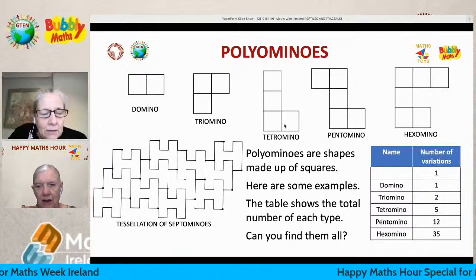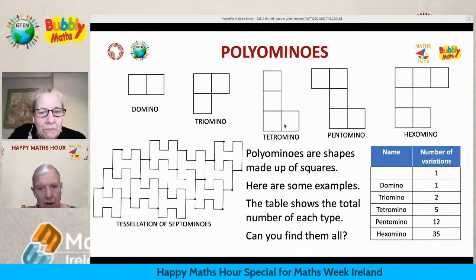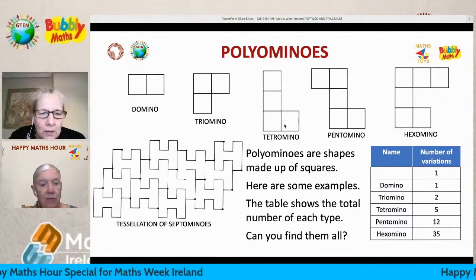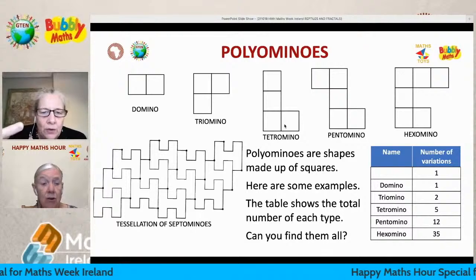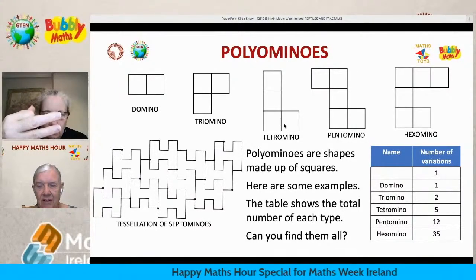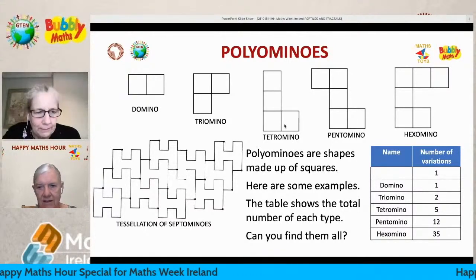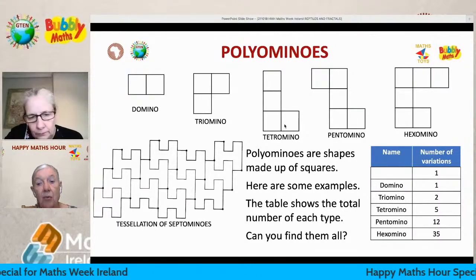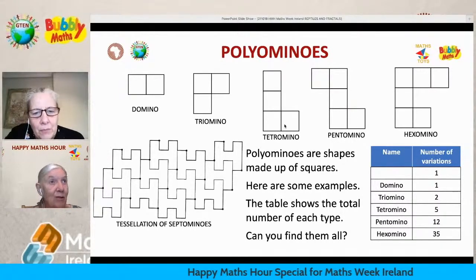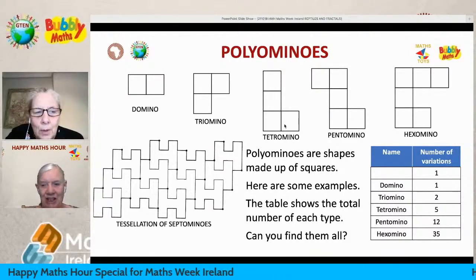The table here shows the number of possible shapes, polyominoes, and for example the hexomino, there are 35. Did we find all the tetrominoes? We have the square, the L, the T, the straight line, and the zigzag. Yes, we found all the tetrominoes. Now the others, we'll challenge you. Can you find all the pentominoes? There are 12 of them. And at the end of this hour, we'll give you the solution to that.